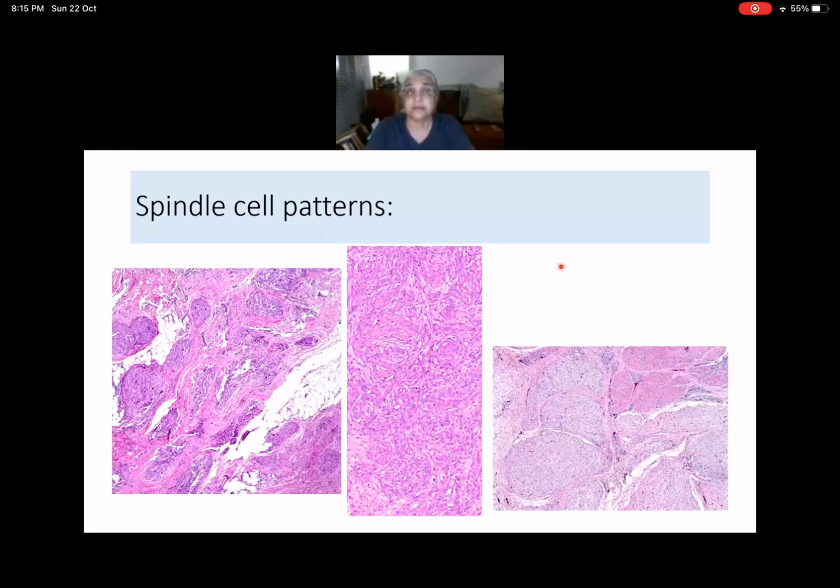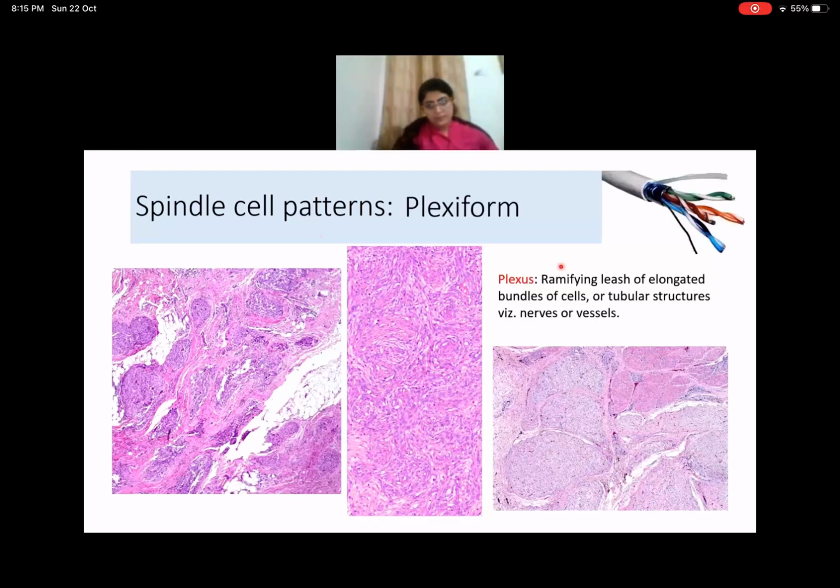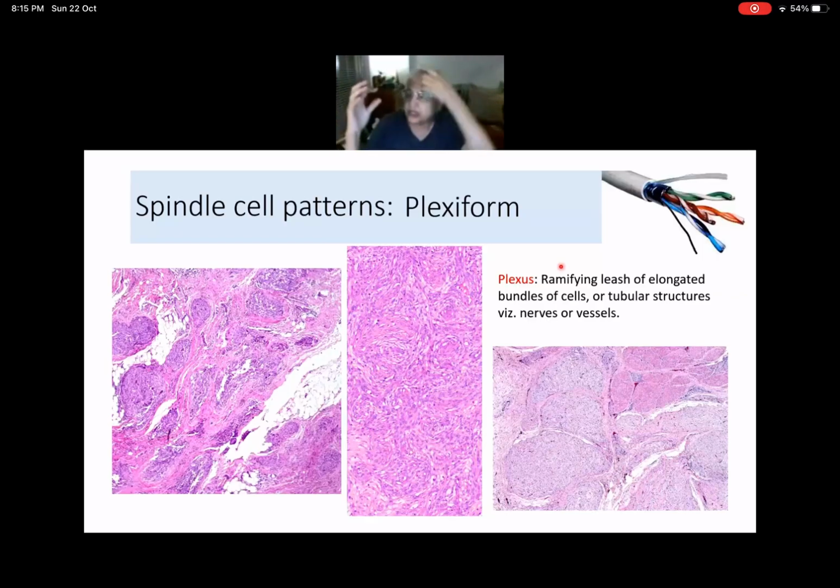Now here is another common pattern that you see in neural tumors. This is a bag of worms. What is that? The plexiform pattern. And why is it called plexiform? See, it's a plexus. A plexus is a ramifying leash.